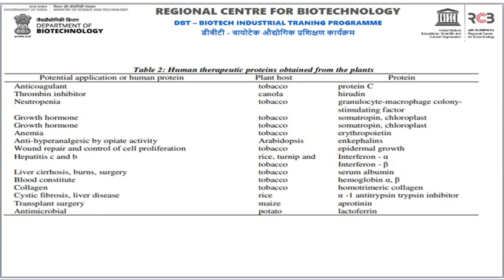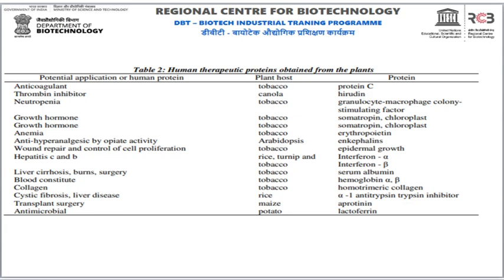Next, we'll be seeing the human therapeutic proteins obtained from plants. The first protein is protein C, which is obtained from the plant tobacco, and it is employed as an anticoagulant. Next is hirudin, which is isolated from canola, and it is employed as a thrombin inhibitor. Next is granulocyte macrophage colony stimulating factor, which is also produced from tobacco, and it is employed for the condition called neutropenia. Next, somatotropin is isolated from tobacco, and it is employed as a growth hormone.